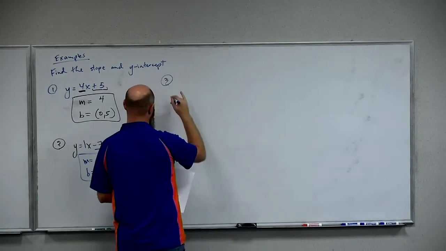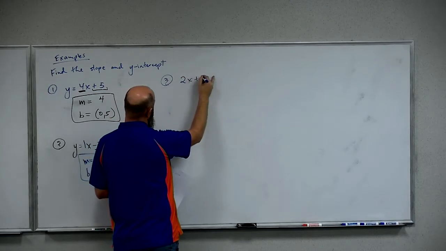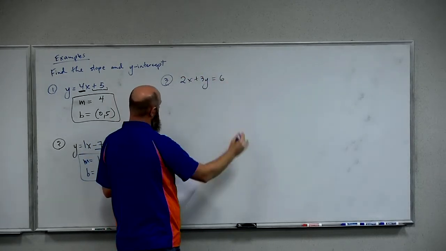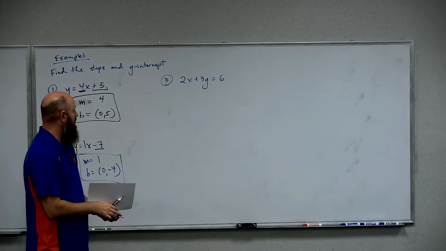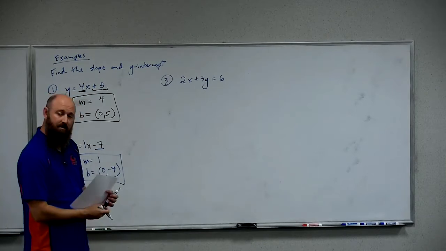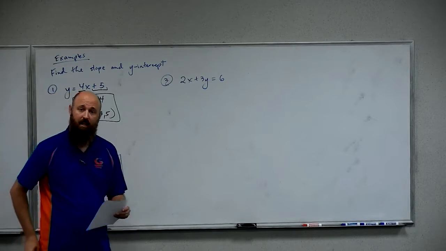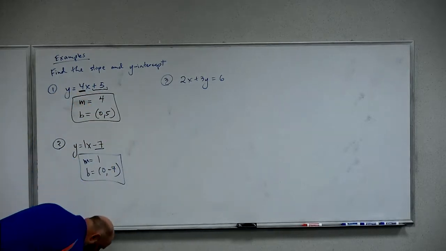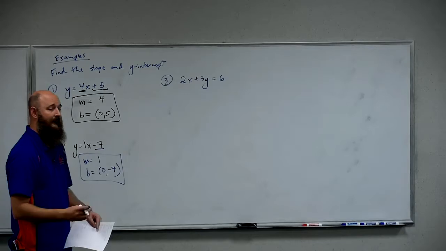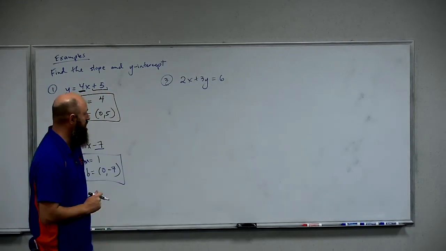Right, number 3. 2x plus 3y equals 6. All right, so this time y is not by itself. So we have to get it there. We can't just say the number in front of x and the number by itself are the slope and the y-intercept. It has to be in that form where y is by itself. So we must do that.